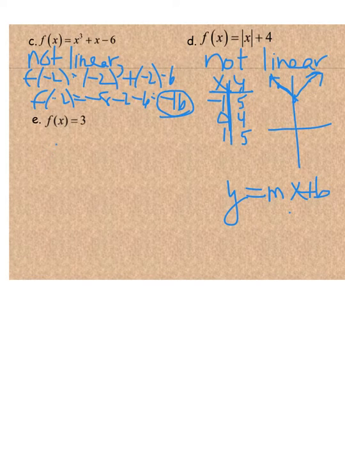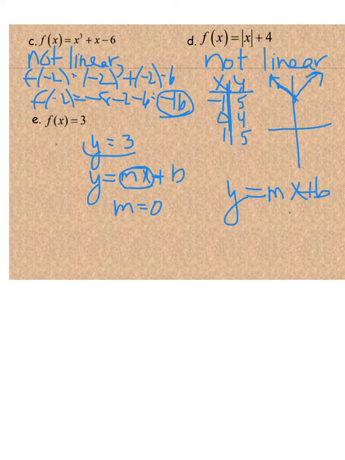F of x equals 3. Remember, this is the same as y equals 3. If I compare this to y equals mx plus b, we can see that our mx is not in the equation because our slope is 0. So 0 times x would give me 0, and I would just be left with y equals 3. That line looks like a horizontal line. So yes, this is linear.